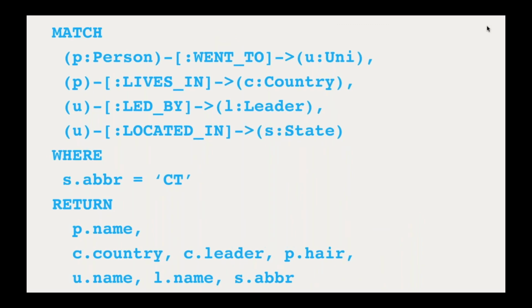So here's kind of what that query would look like in Cypher, matching a person who went to a university. That person lives in a country, and that university is led by a leader, and the university is located in a state. And then we do one index lookup here to say, find me the state with the abbreviation Connecticut. And then we do that index-free adjacency as you traverse the rest of this graph.